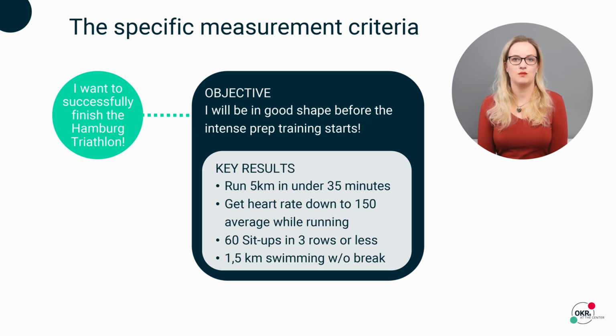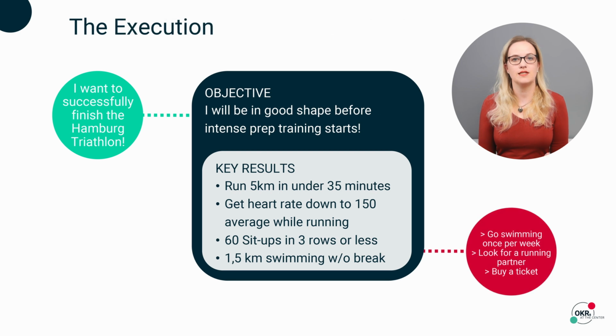Another perspective could be how many sit-ups I can do in a row, or for example, that I'm able to swim 1.5 kilometers without taking a break. So my objective was set, and so were my key results. And now I have a clear frame to then take massive action. Meaning, of course, then I would still need to actually go swimming at least once a week, look for running partners, and do a lot of other things to be able to achieve my goal.